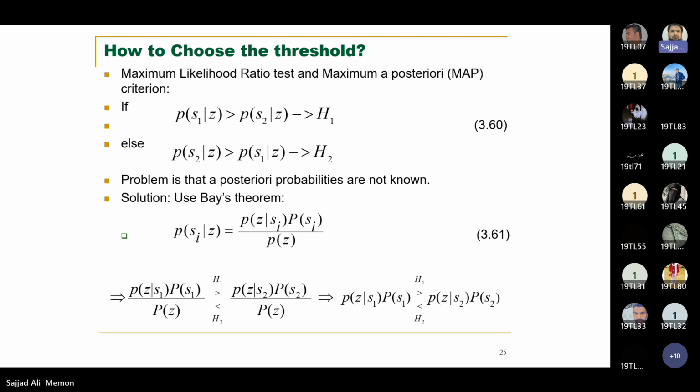The problem is that posterior probabilities are not known. So how do we find those posterior probabilities? We use Bayes theorem. Bayes theorem determines that the probability of Si given Z is equal to the probability of Z given Si, times the probability of Si, divided by the probability of Z. So from Bayes theorem you can calculate these hypotheses.